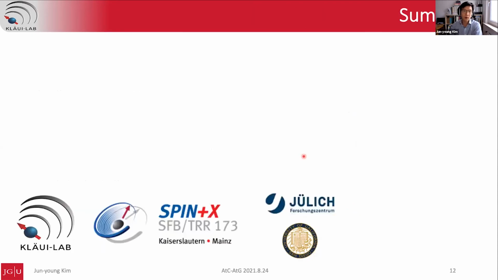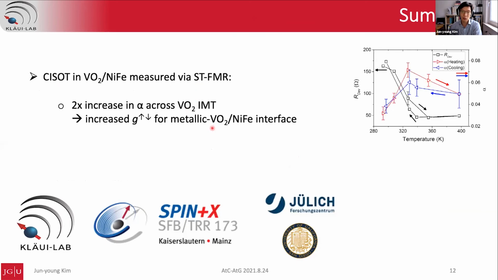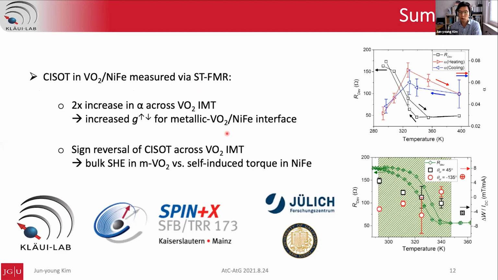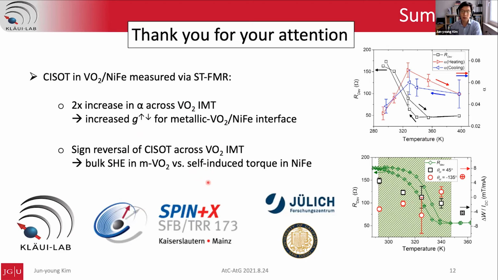Okay, with that, I come to the summary. We investigated current-induced spin-orbit torque in the VO2 nickel device via STFMR across the VO2 phase transition. We observed around a factor of 2 increase in alpha, which we attribute to the increased spin mixing conductance as we go across the insulator-metal transition. And then this modulation and sign reversal of the current-induced spin-orbit torque, which we see as a competition between the bulk spin Hall effect in metallic VO2 and the self-induced torque in the nickel. Okay, with that, I thank you for your attention and I look forward to the questions.